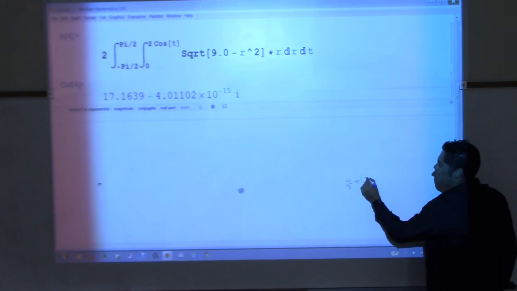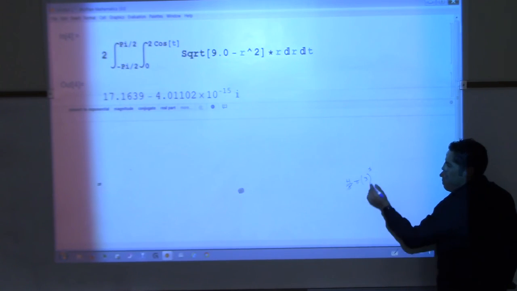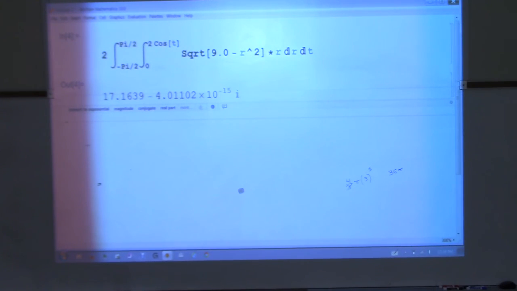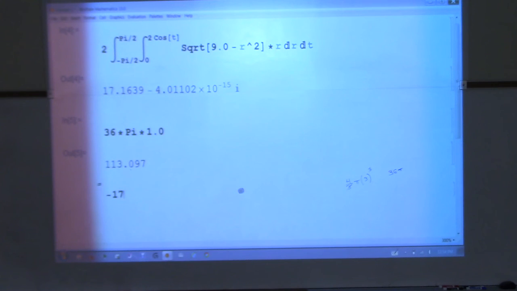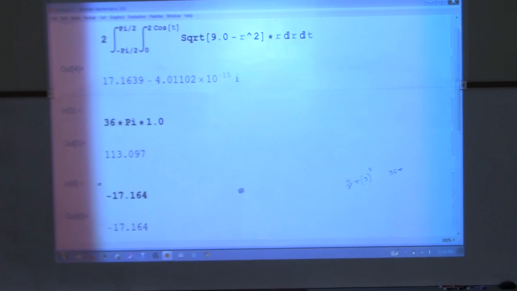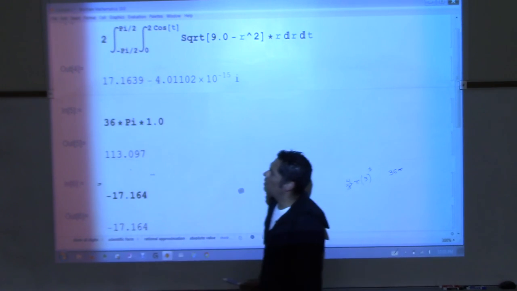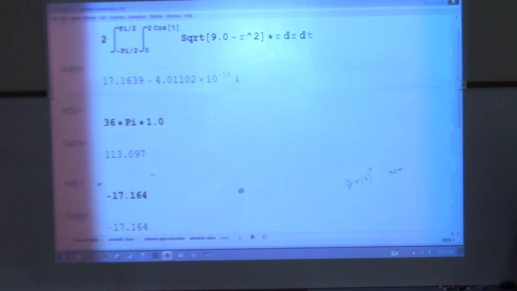4/3 pi. What was the radius? 3, wasn't it, of the sphere? Cubed. So 36 pi. 113 minus 17.164-ish. I screwed that up. 113 minus 17. So this is the volume of the sphere. That's the volume of the part that got drilled out. So you'd have the volume.